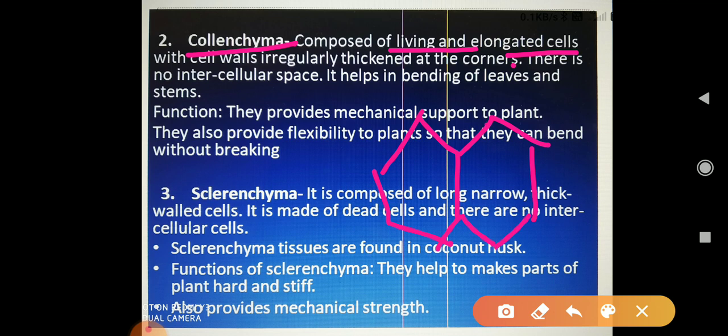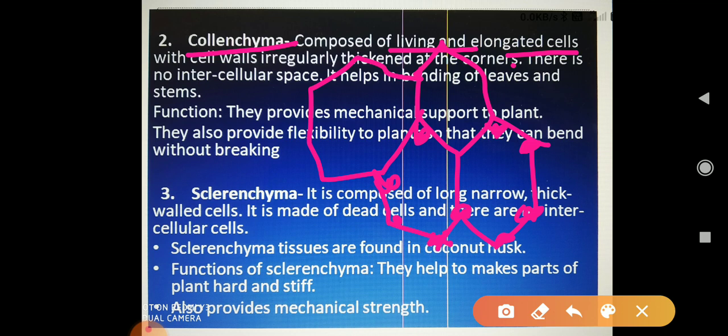And the corners of these are thickened, or we can say these corners have deposition. They have the deposition at the corners. These are also living cells. Intercellular space is not there. Now see, the third cell will start from here, and like this there will be no intercellular space. Is it okay?